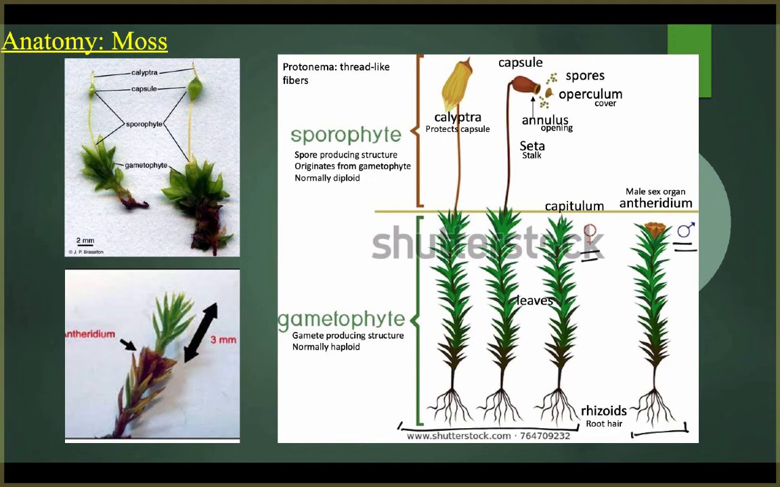Now you can see that they have what are called rhizoids at the bottom, and these are root-like hairs. And then you have the leaf structures that you can see in both of them. In the male, we're looking at this area here, which is the antheridium. Here's where we're going to find the gametes. This is the male sex organ that produces sperm.